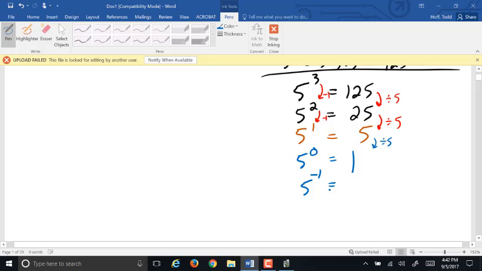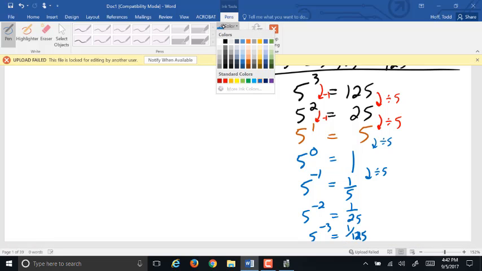What if I go 5 to the power of negative 1? Now that really makes no sense. How can we have negative 1 5s multiplied together? There's less than 0 of them. But the pattern here is we would divide by 5 again. 1 divided by 5 is 1/5. 5 to the negative 2, well, divided by 5 would be 1/25. 5 to the negative 3, dividing by 5 again would be 1/125.